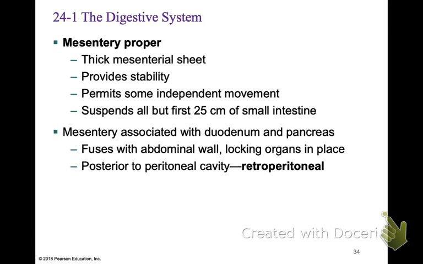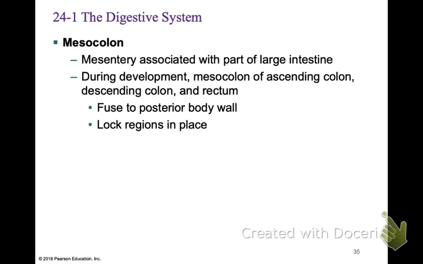Parts of the mesentery actually fuse to the abdominal wall, and so there are specific structures that are actually behind the peritoneal cavity. We call these retroperitoneal, and among these are the duodenum and the pancreas. Most of the pancreas is retroperitoneal. Most of the duodenum is retroperitoneal. And you might already know that the kidneys and the adrenal glands are also retroperitoneal.